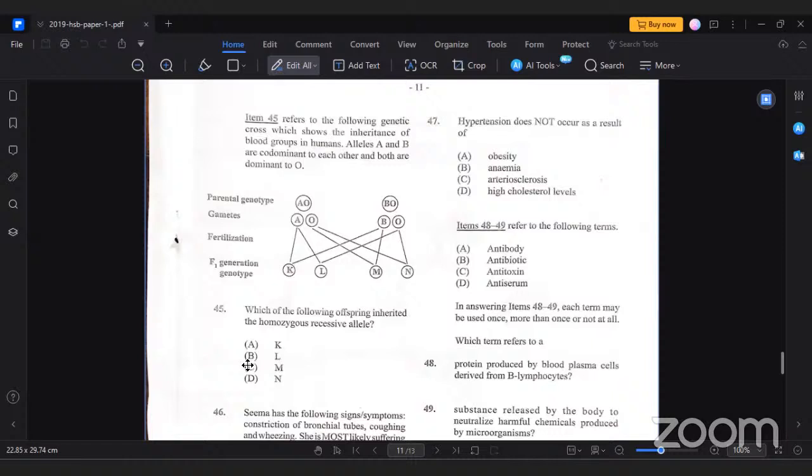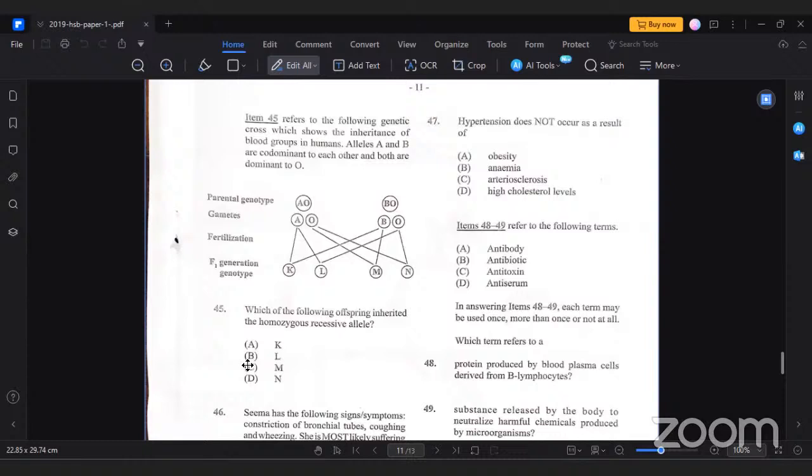A, obesity, B, anemia, C, arteriosclerosis, D, high cholesterol level. Is it A, B, C, or D? A, obesity, B, anemia, C, arteriosclerosis. Is it D, high cholesterol? I'm seeing D from Hunter. Hunter is back with us.